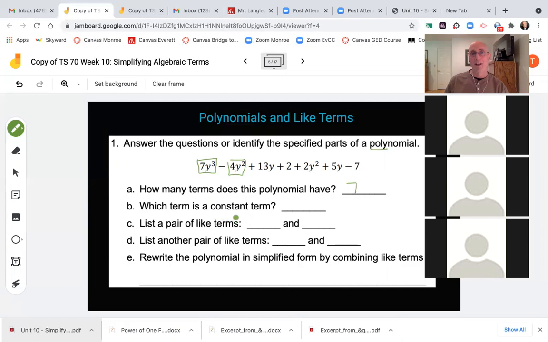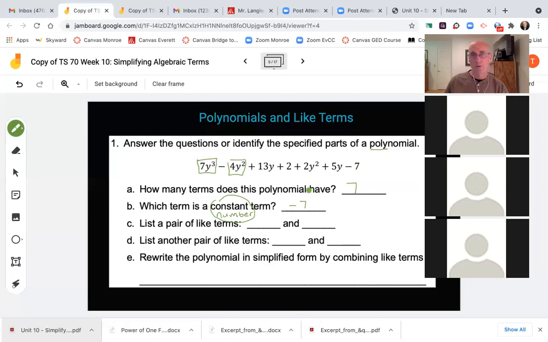Which term is a constant term? Now, I think we covered this in our vocab. We might have done this last week. I'm not positive, but a constant is a number. So I'm going to do this, right? Constant, it's a number. Which one is? It says which term. That's a hint. There's only one of them, and it would be this -7 here all by itself. It's the only just number.